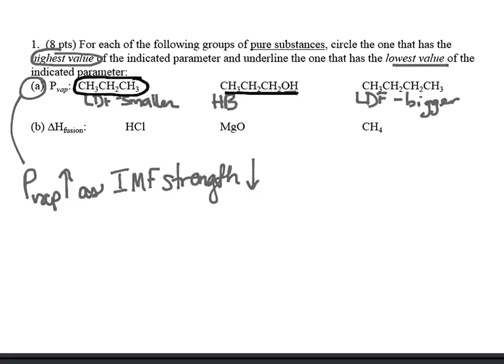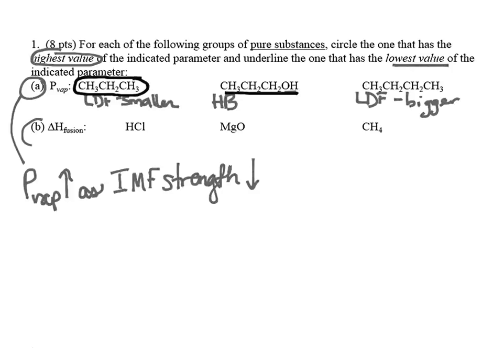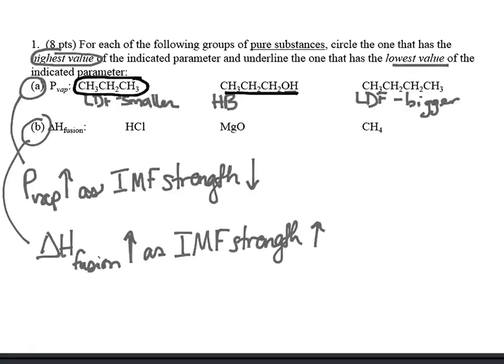And remember, vapor pressure goes up as the strength of the intermolecular forces goes down. That's because weak intermolecular forces make it more easily escape into the gas phase, which is going to raise the vapor pressure. Part B, heat of fusion. Heat of fusion increases as the intermolecular forces strength increases.